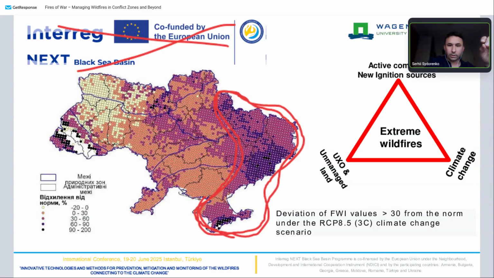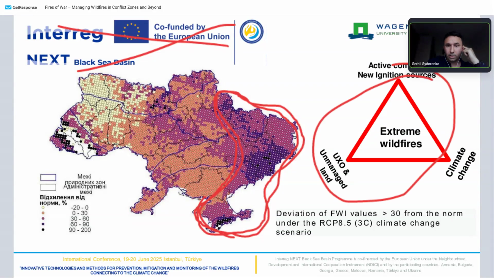So now we can even talk about a triangle of wildfires of war, or extreme wildfires of war. Three major factors lead to the forming of this environment for extreme wildfires. It is unmanaged land on occupied territory near the front line, and also pollution by mines. New ignition sources, for sure, because now most of them come from military action, and also the manifestation of climate change. All of them together will form an environment for these extreme, huge wildfires.